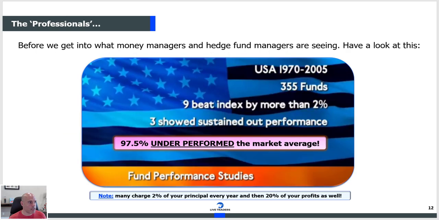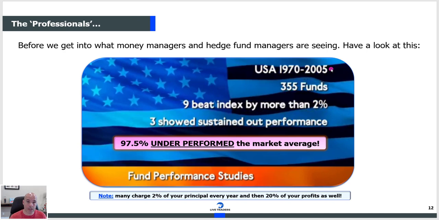Well, first and foremost, in case you're not aware, money managers and hedge fund managers do a lousy job at beating the market. When I say lousy, I mean a horrible job at beating the market. From 1970 to 2005, and likely it's worse since 2005. Why? Because the stronger the market is, the worse money managers do against the market.